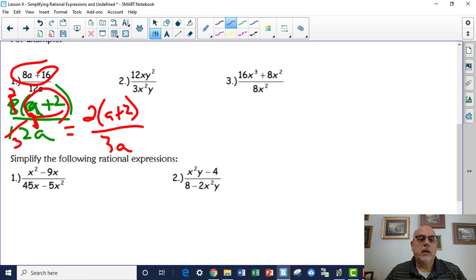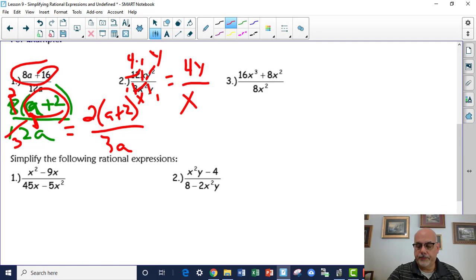Okay? Let's take a look at this one. You can simplify the 12 and the 3. That divides out with a 1. That's a 4. x divides into itself once, and you get an x on the bottom. y divides into itself once, and you get a y over there. This simplifies to 4y over x. You've got to remember y squared over y. What are you doing with the exponents, right?